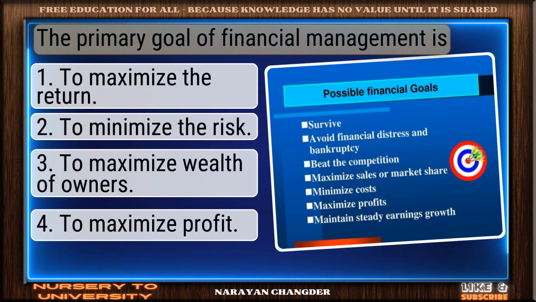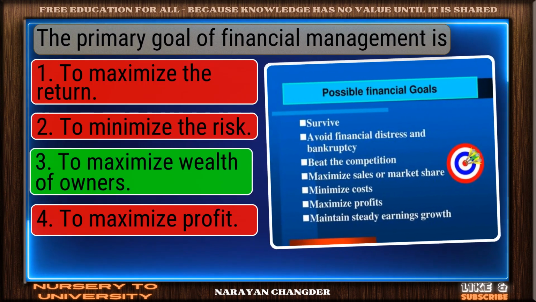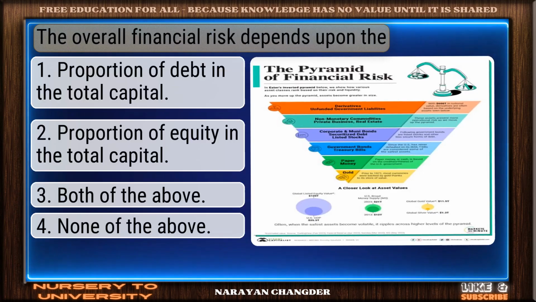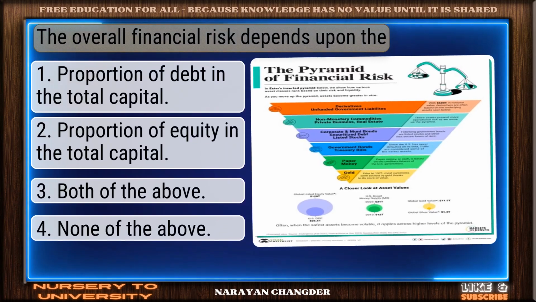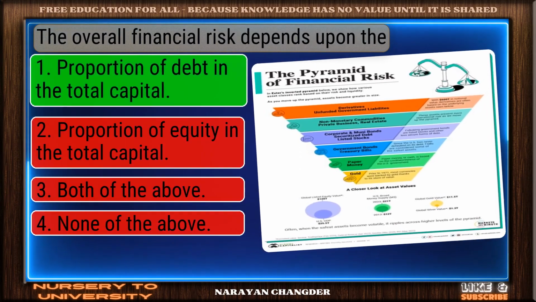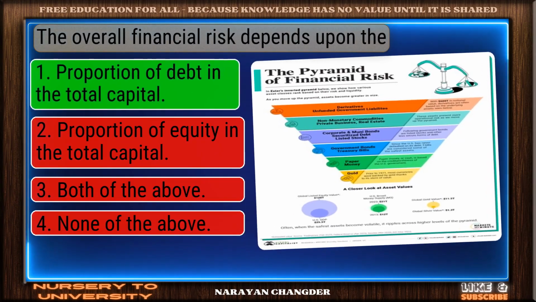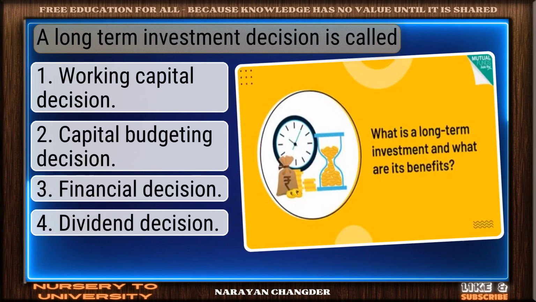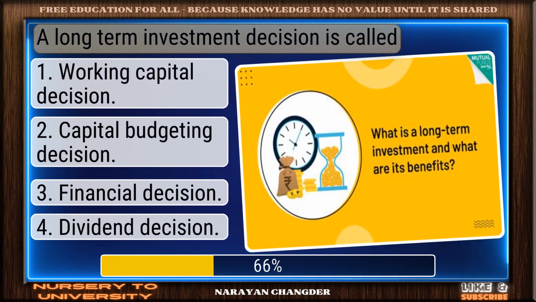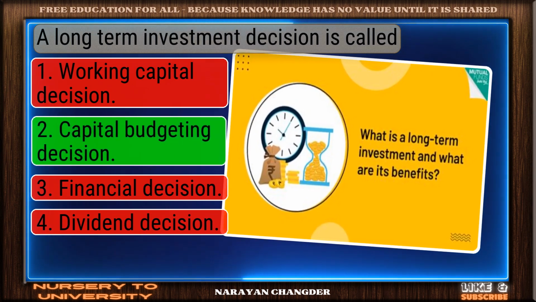The primary goal of financial management is. Great thinking. To maximize wealth of owners is the right choice. The overall financial risk depends upon the. Right choice. Proportion of debt in the total capital is the best answer. A long-term investment decision is called. Bravo. Capital budgeting decision is the answer.